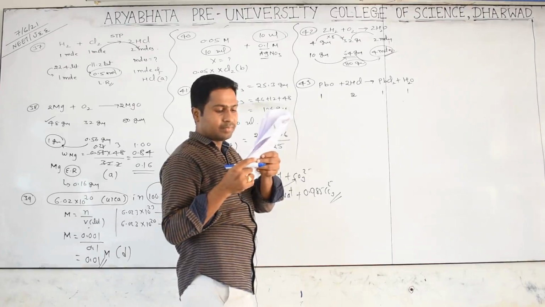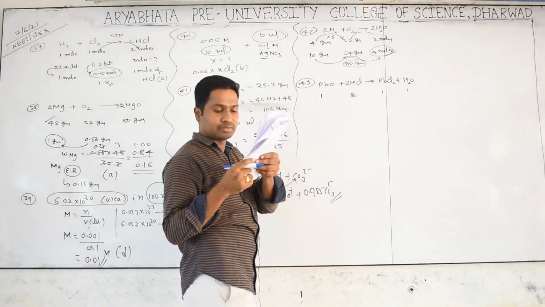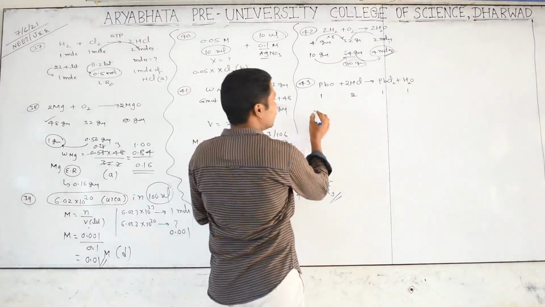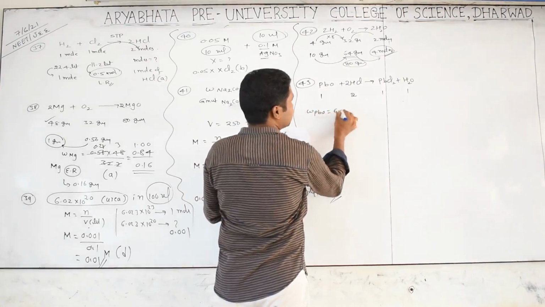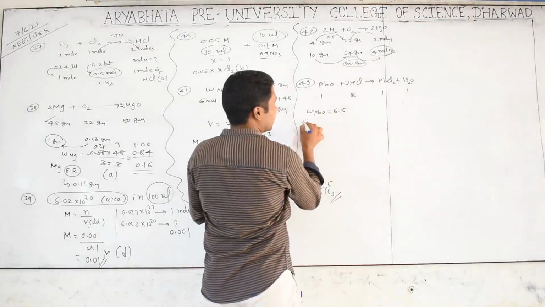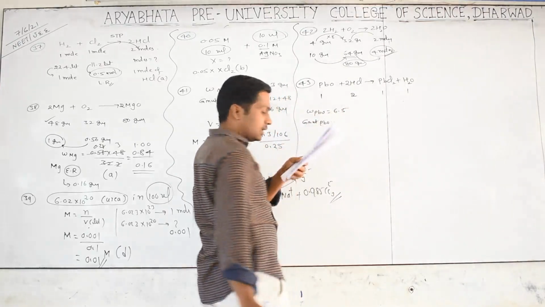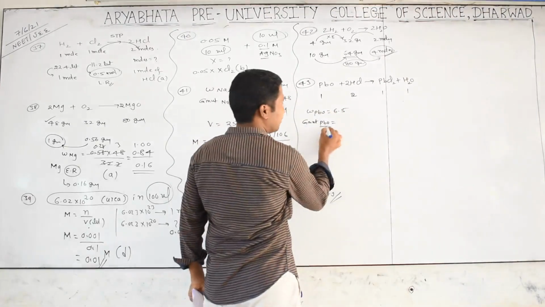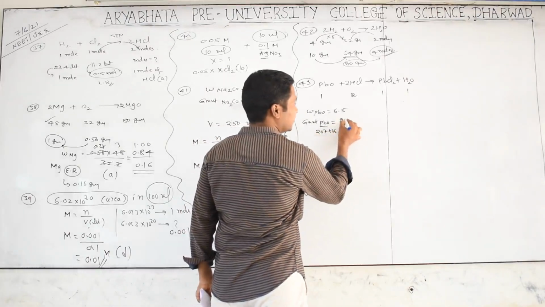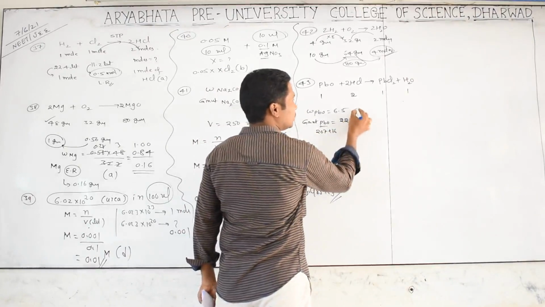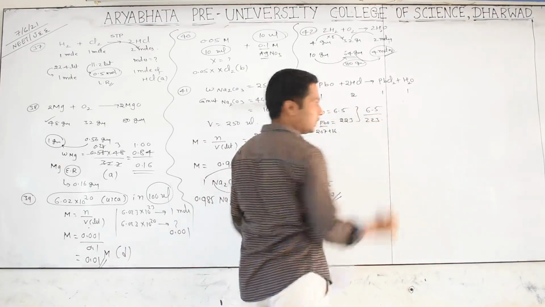And how much is given? 6.5 grams of lead oxide is given. The weight of lead oxide is 6.5 grams, and the gram molecular weight of lead oxide is 207 plus 16, which is 223. So the number of moles is 6.5 by 223.